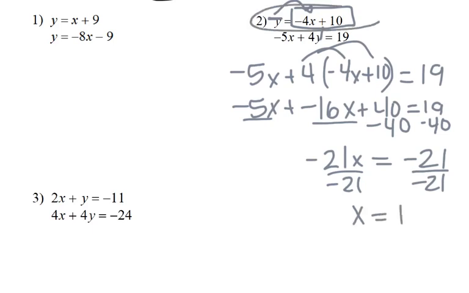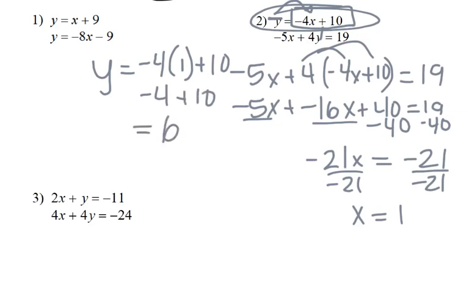Then I take that x and plug it back up here. Replace the x. That'll tell us what the y value is going to be. So we get y equals 6. So my point is 1, 6. That's the answer, the solution where they intersect. Okay?